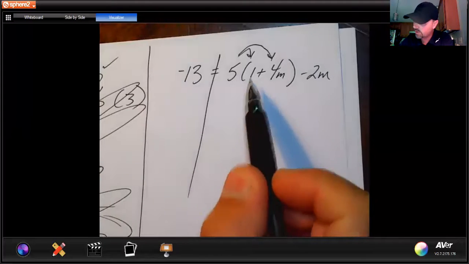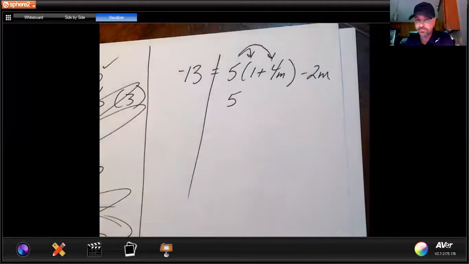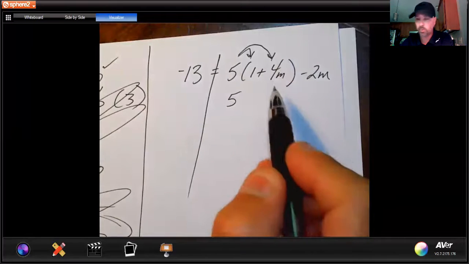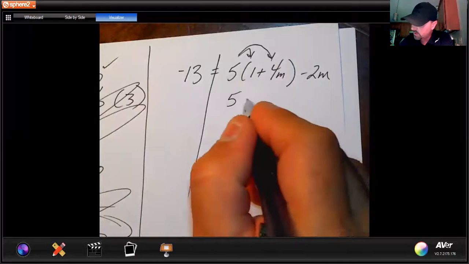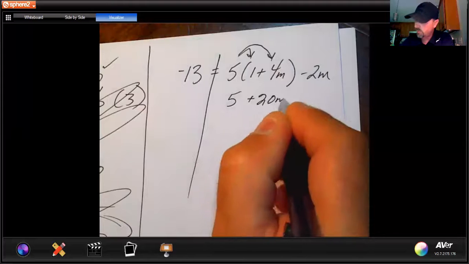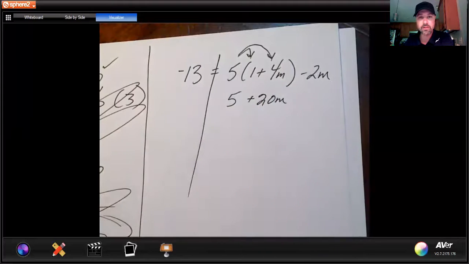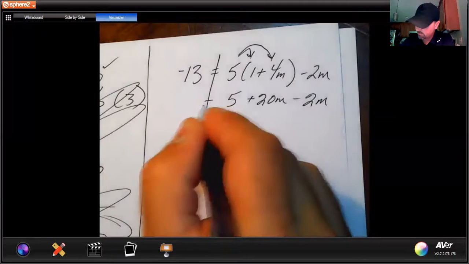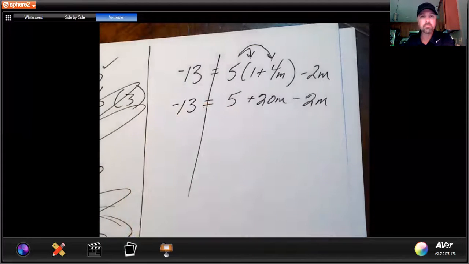So 5 times 1 is 5. 5 times 4m, that would be 20m. These are both positive numbers, so that 20 is positive. Now, everything else just comes down as it is. Okay, so here's our next line.